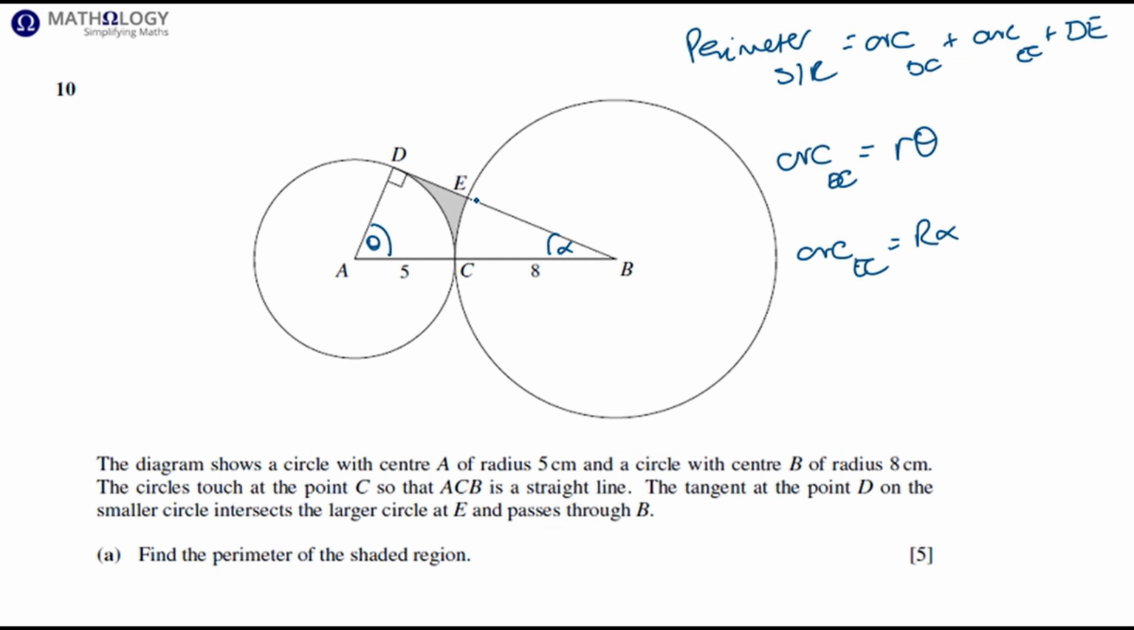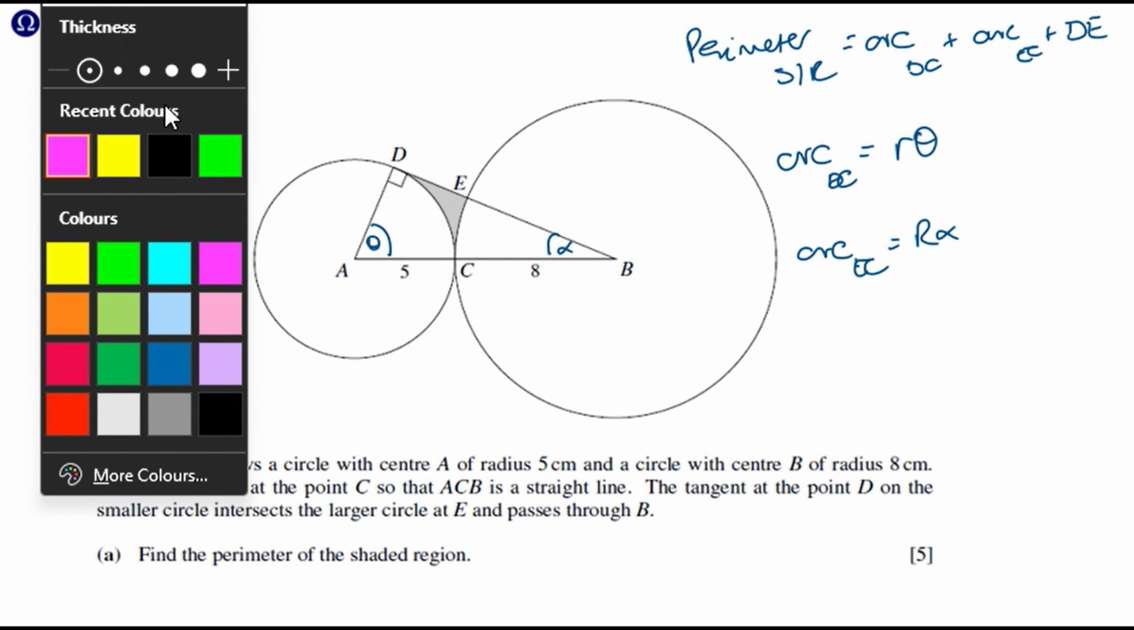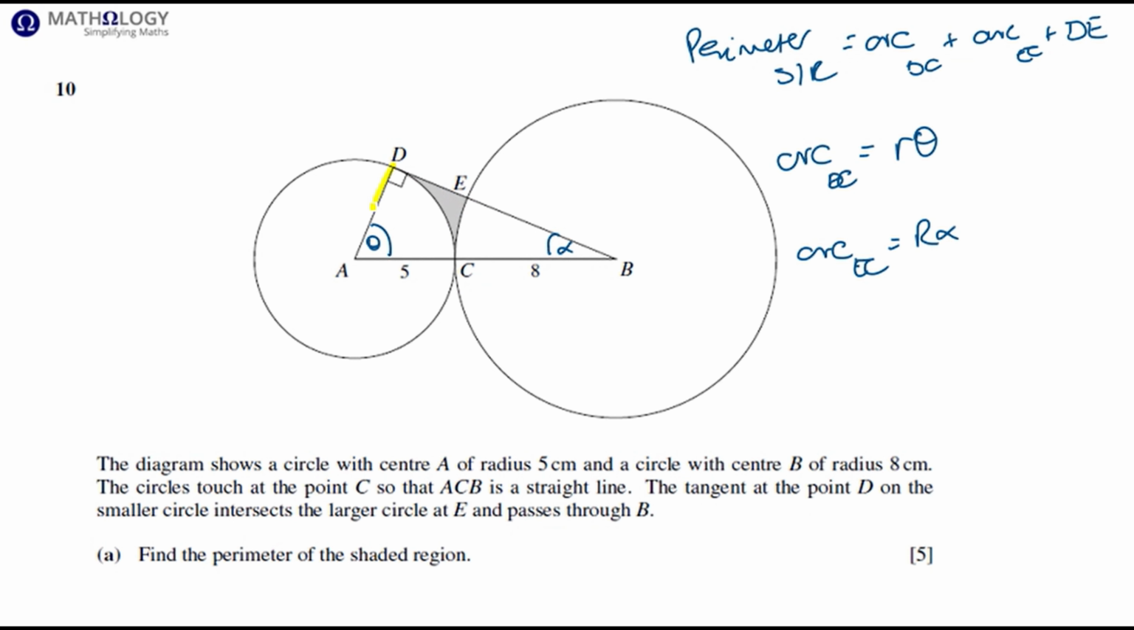To find DE, we have got a right angle triangle ABD. Since D is a tangent to the smaller circle and AD is a radius, and the radius is always perpendicular to a tangent at the point of contact, we have a right angle triangle. We know the length of AB. So with a right angle triangle, we're obviously thinking Pythagoras' theorem because we've got the lengths of sides here.